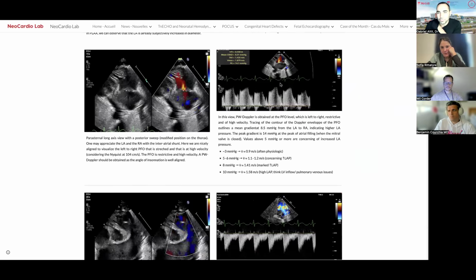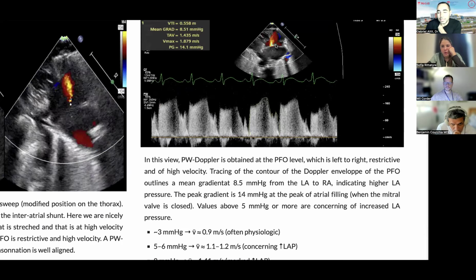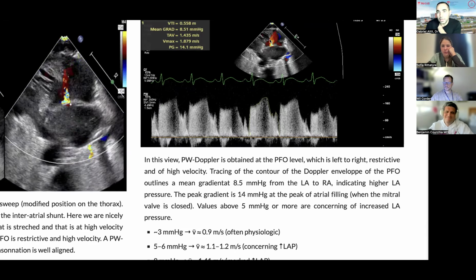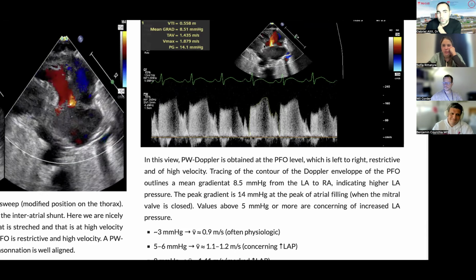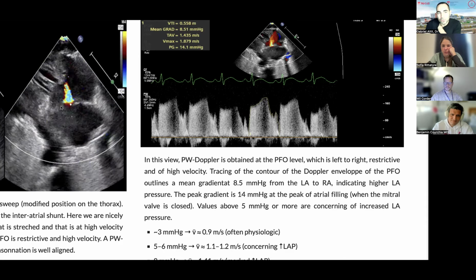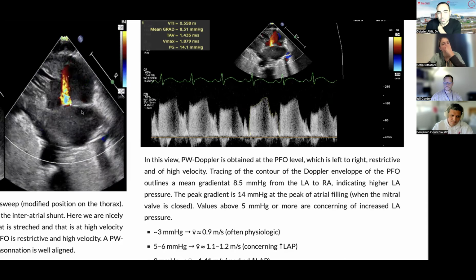This is actually a view from the parasternal where the LA has dilated so much that you get flow coming from the LA into the RA in this posterior view. So this is the right ventricle. You get the tricuspid valve, you get the interatrial wall, and actually it's the LA that's dilated quite significantly.